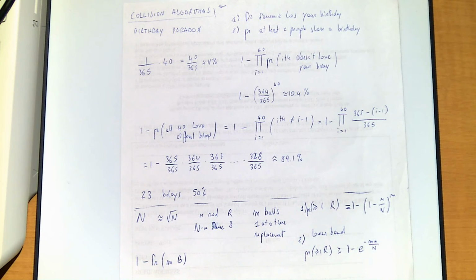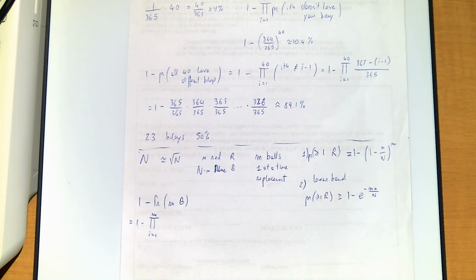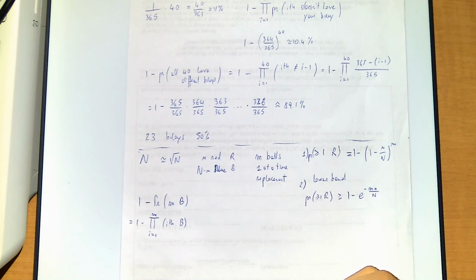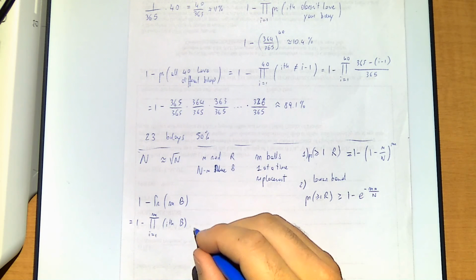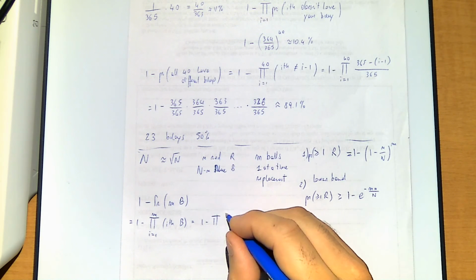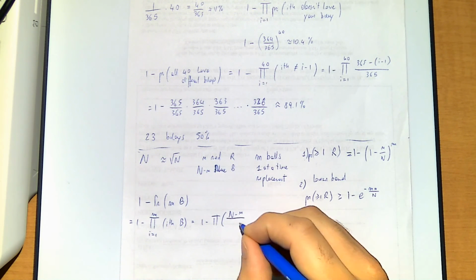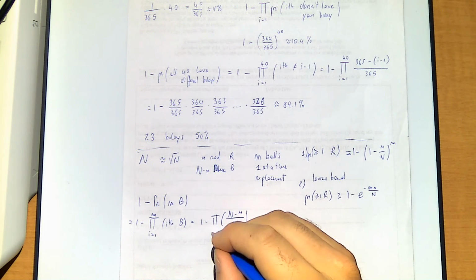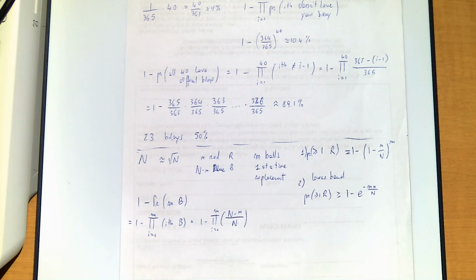So you can compute this as 1 minus the product of sampling a blue ball. So it's the product from 1 to m of the i-th ball is blue. And of course this is 1 minus the product of N minus n over N, that's the blue balls, from 1 to m. And that gets you the formula in the end, which is this one.